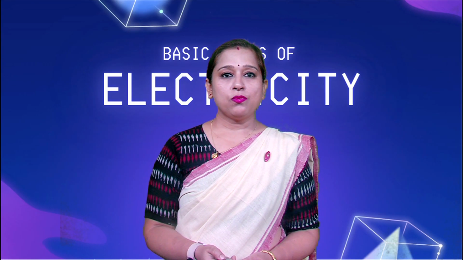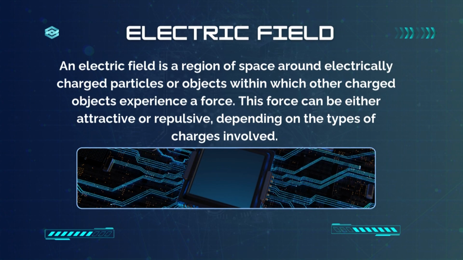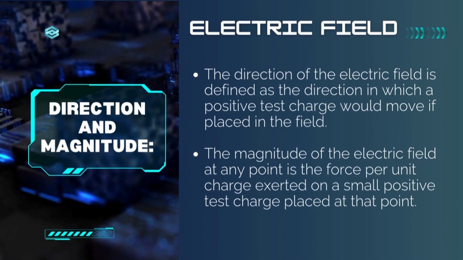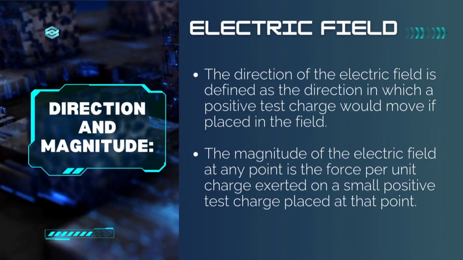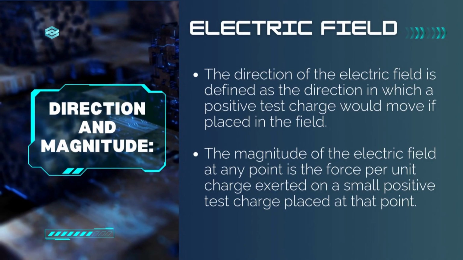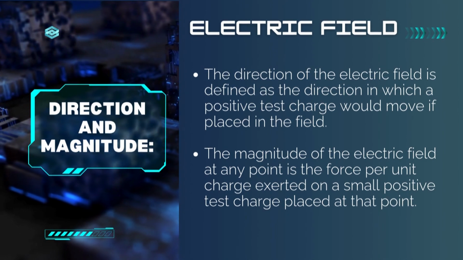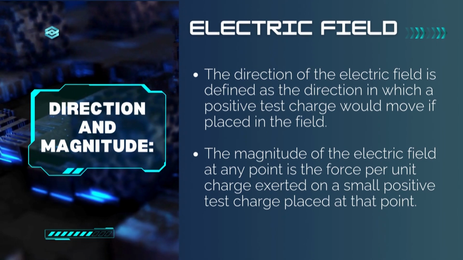Now let us see what an electric field is. An electric field is a region of space around electrically charged particles or objects within which other charged objects experience a force. This force can be either attractive or repulsive depending upon the types of charges involved. The direction of the electric field is defined as the direction in which a positive test charge would move if placed in the field. The magnitude of the electric field at any point is the force per unit charge exerted on a small positive test charge placed at the point.